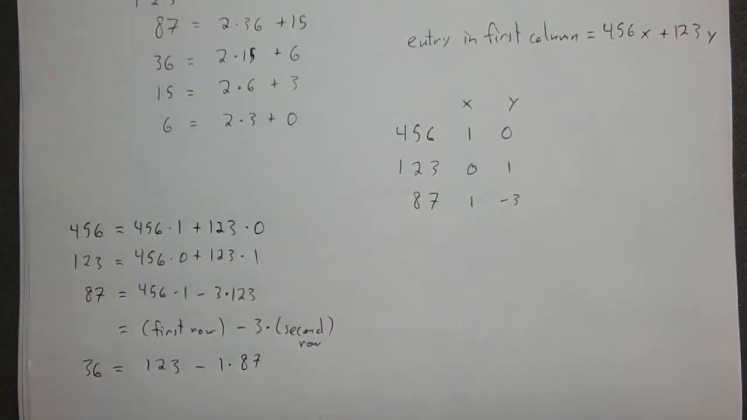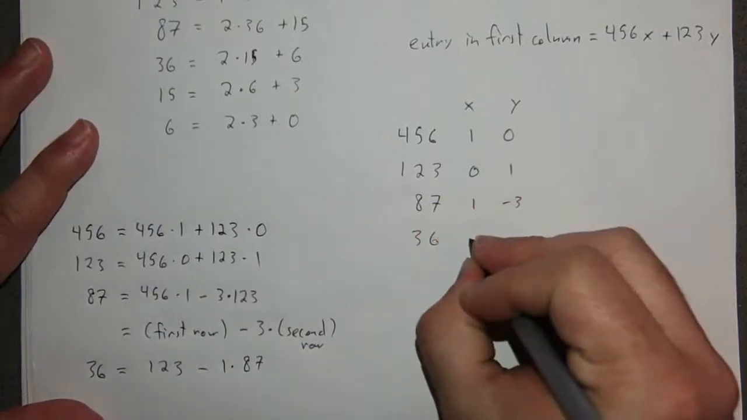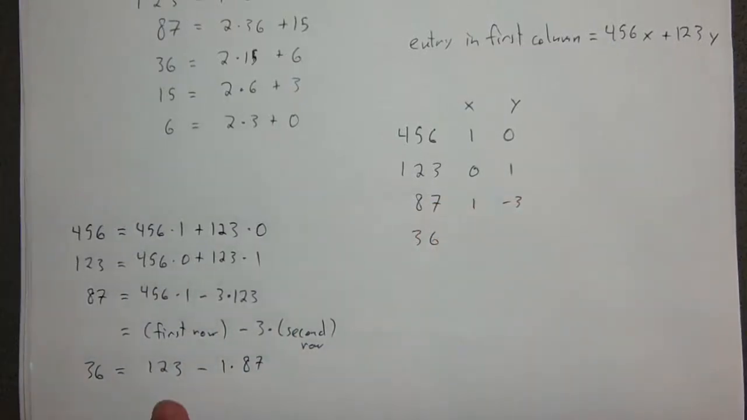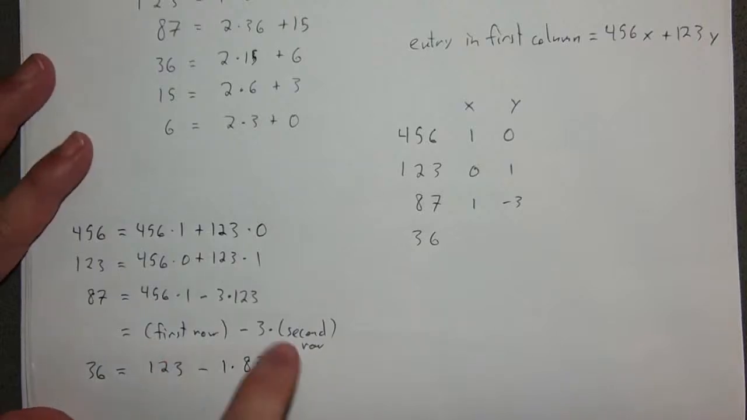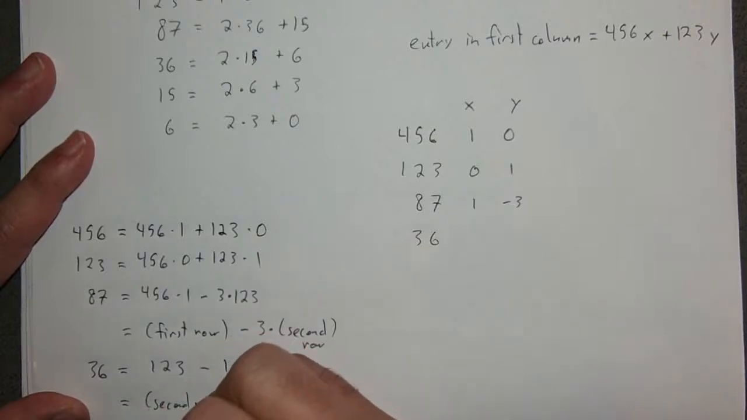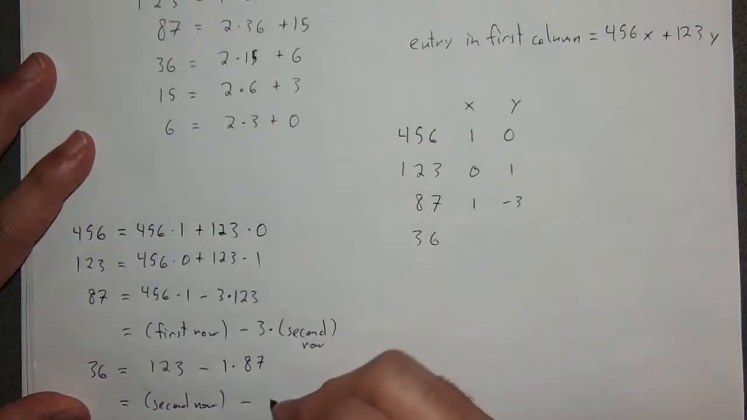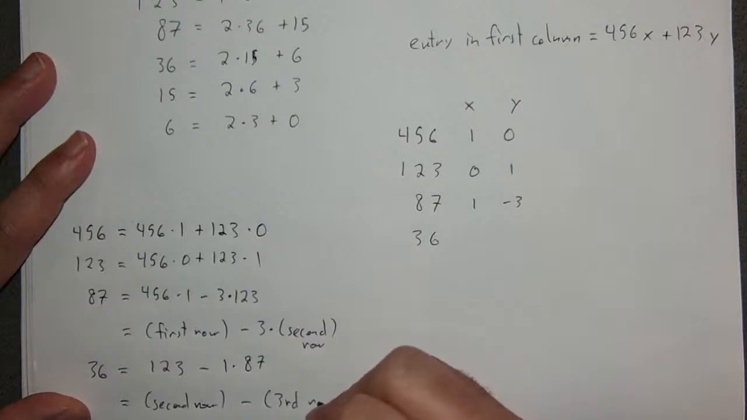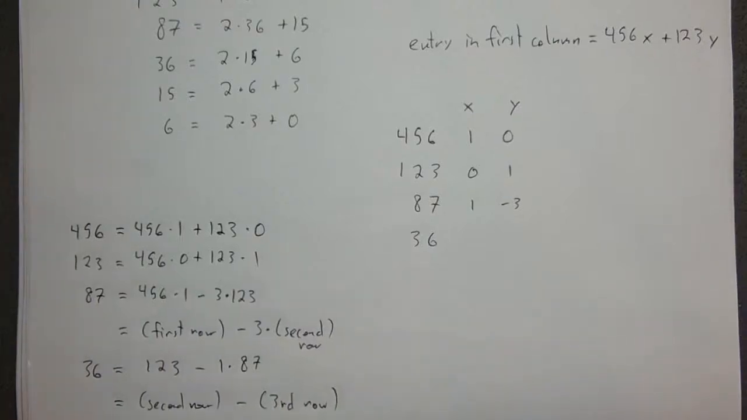Okay, but before I put that in my table, I'm going to think in this way. What is this really? This 123 is the second row, so this is second row minus 1 times 87, so that's minus the third row. So minus the third row. What do I mean when I say that?